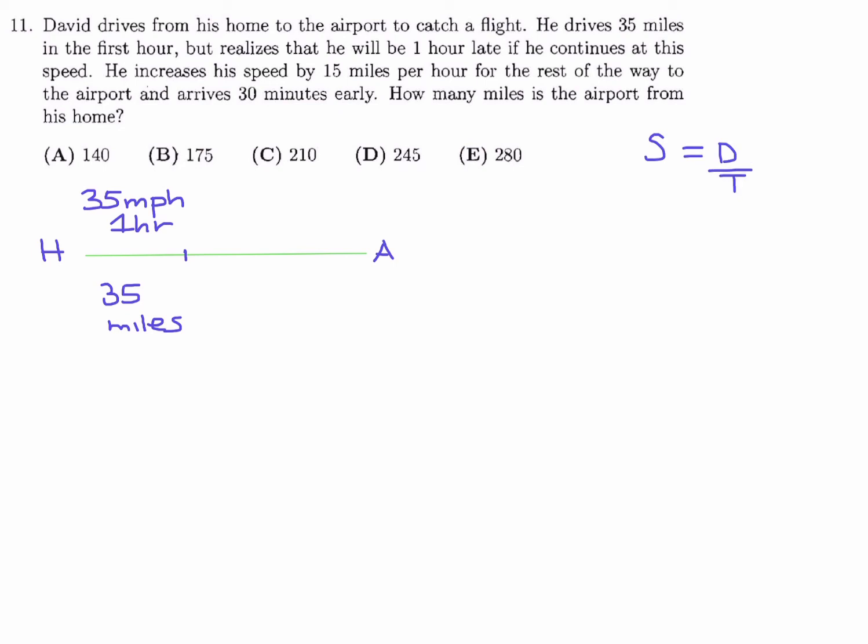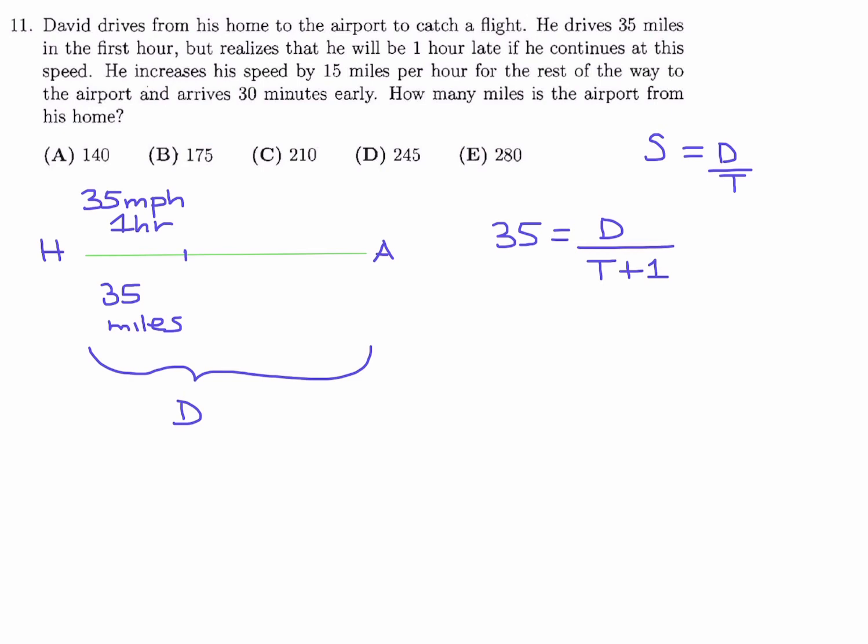From that first piece of information, we are told that if he continues to drive at 35 miles per hour, he'll be 1 hour late. So if that total distance we denote as d, he will arrive at t plus 1, where t is the time it takes him to get to the airport just in time. He's going to arrive one more hour than that if he drives at 35.